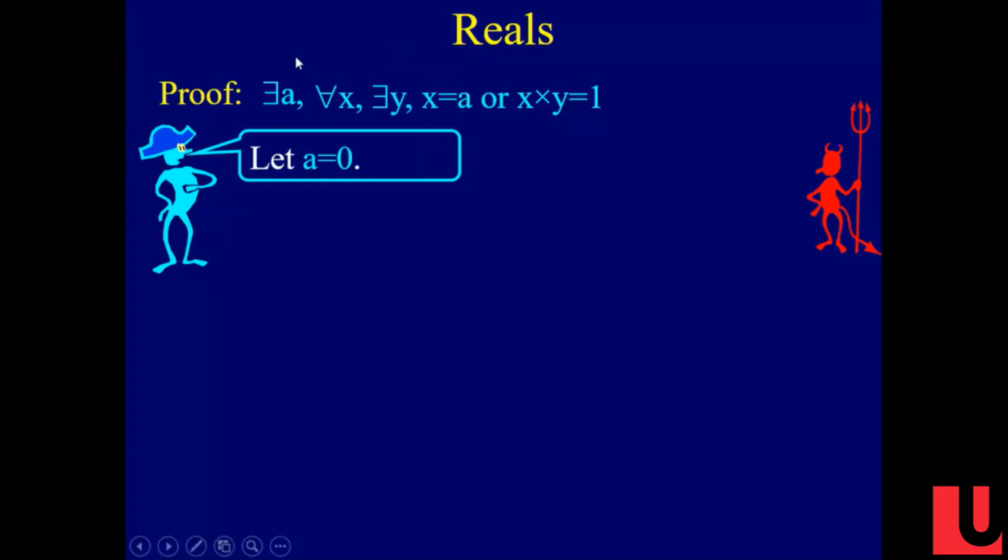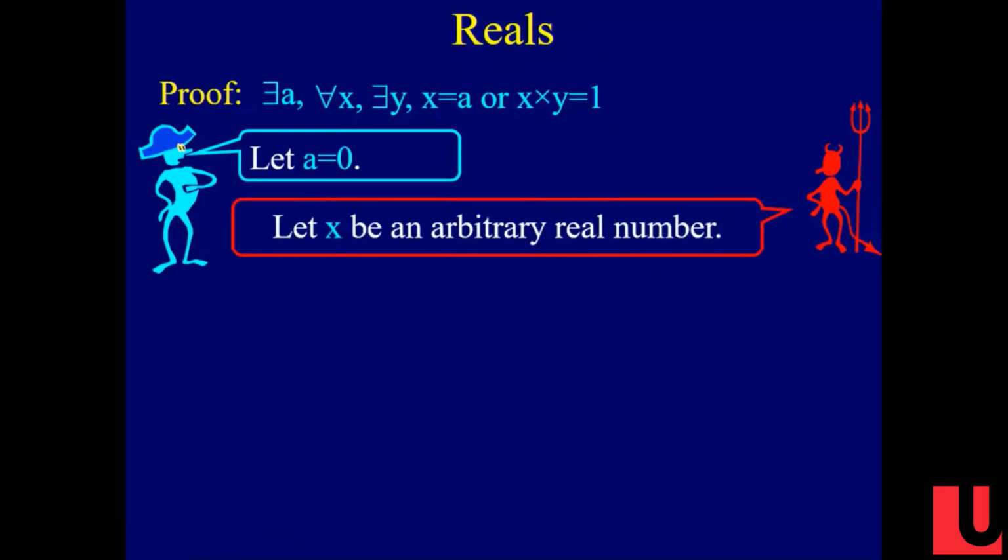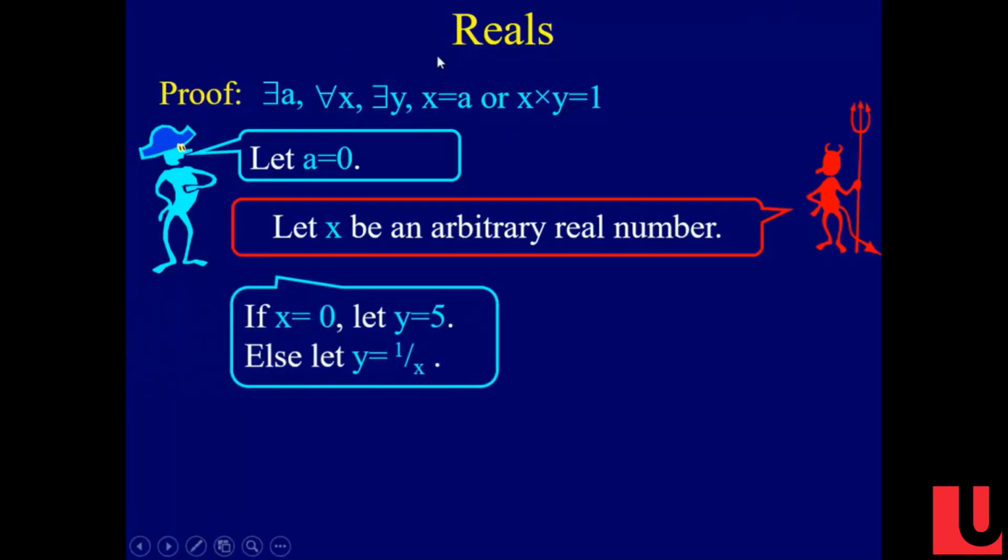We're trying to prove there exists an A, let A be 0. And now it's a for all, so let x be an arbitrary real. Now we have to prove the y term. We're continuing the game. So now my job is to come up with a y. Well, I have x, so I want my y to be 1 over x.